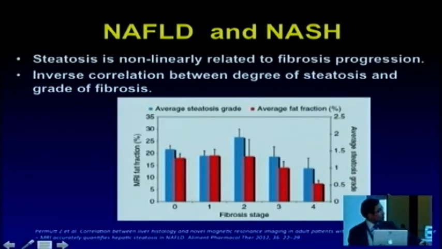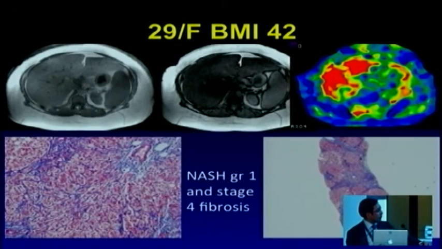And it has been shown that steatosis is non-linearly related to the fibrosis progression. In fact, it is inverse. That is, as the degree of steatosis decreases, the grade of fibrosis increases, or vice versa. As the fibrosis increases, the degree of steatosis decreases, which we have found very true.